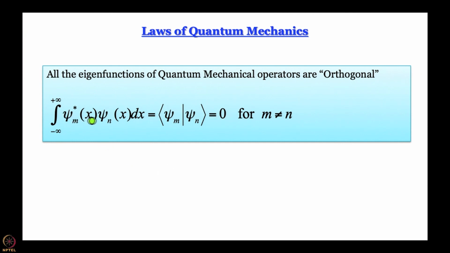This integral is often written in Dirac's bracket notation, in which it is written psi m in the first angular bracket. The first angular bracket is called the Bra vector and the second is called the Ket vector, together it is a bracket. So psi m, psi n in bracket essentially means the integral of psi m star x, psi n x dx over all space. So what we are saying is if m is not equal to n, then this integral is going to be 0. Very soon we are going to see an example of functions that are orthogonal to each other.